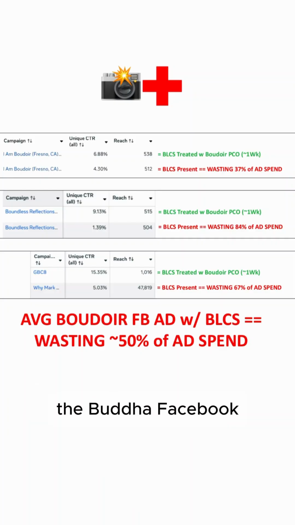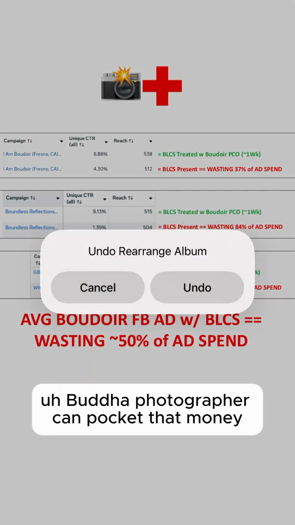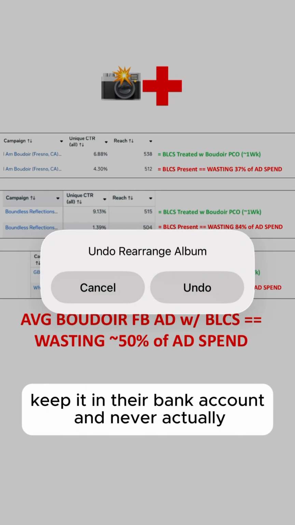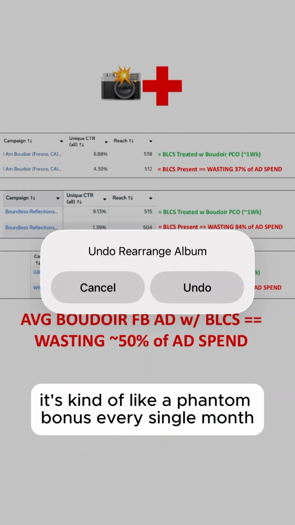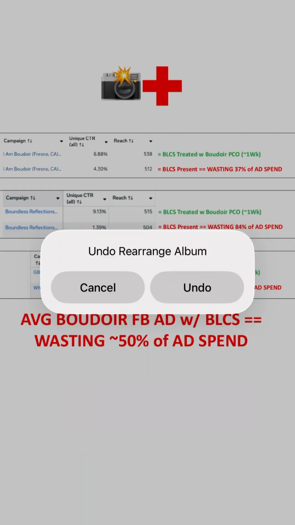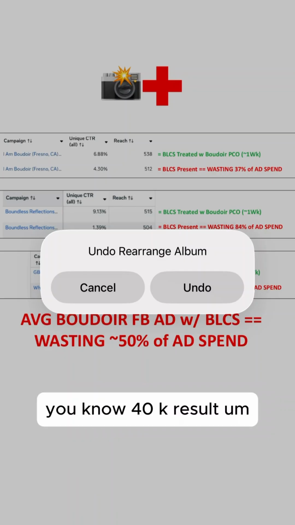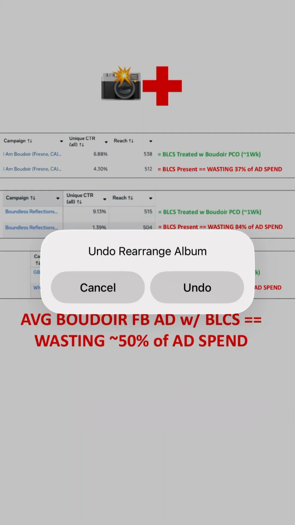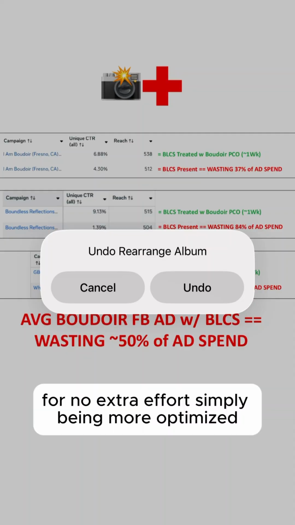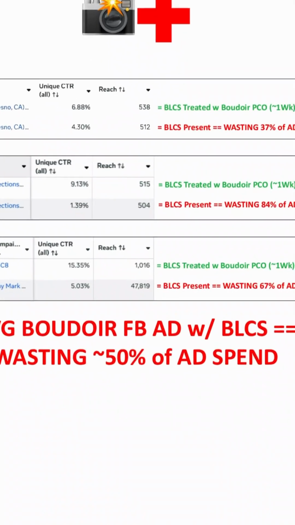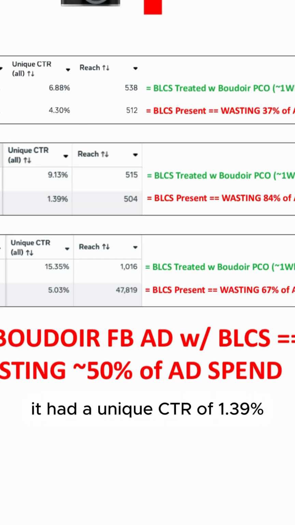The Boudoir photographer can pocket that money, keep it in their bank account. It's kind of like a phantom bonus every single month because we are more optimized. And at the end of 12 months, that's like a 40K result for no extra effort, simply being more optimized. All right, the second one I got in, tested it, had a unique CTR of 1.39%.